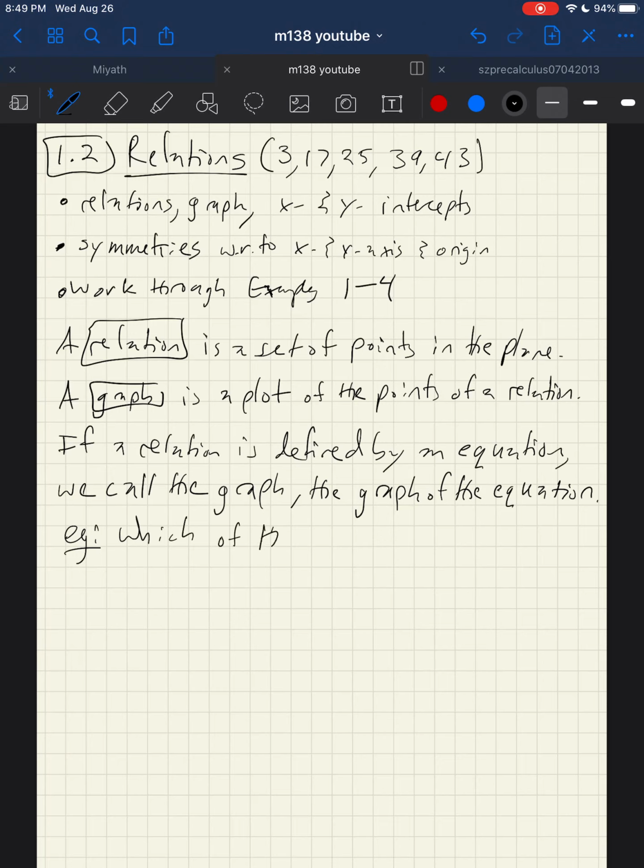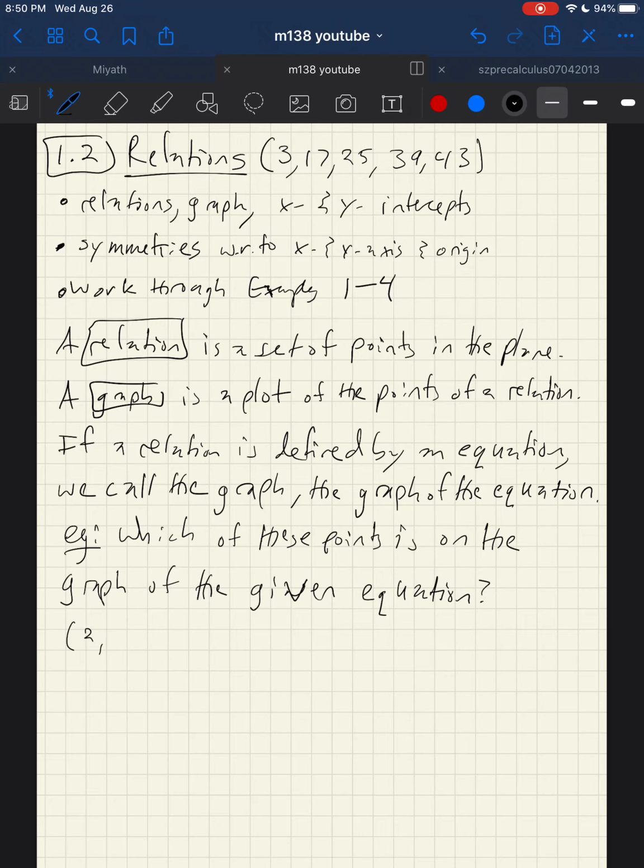So let's do a quick example. Which of these points is on the graph of the given equation? Okay, so the points are (2, 3), (1, 0), and (3, 2 root 6). And the equation is x cubed minus y squared equals 1.